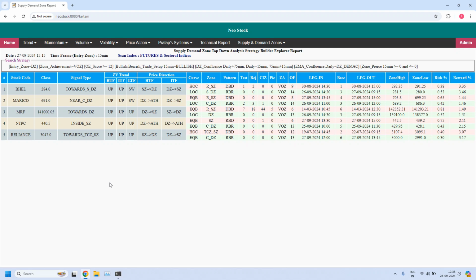So that way we can consider these are all high probability. Why high probability? The 15 minute zone is part of 75, both together again part of the daily zone, and the daily zone is having daily EMA confluence, and also the daily trend is uptrend in all the stocks. Okay, this is about bullish trade setup for daily income trade.